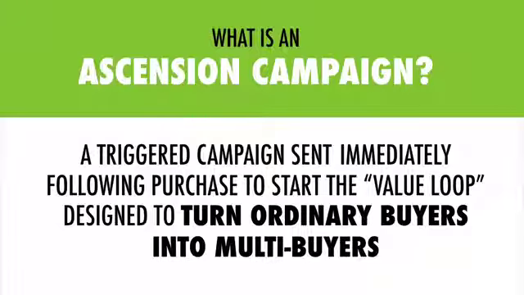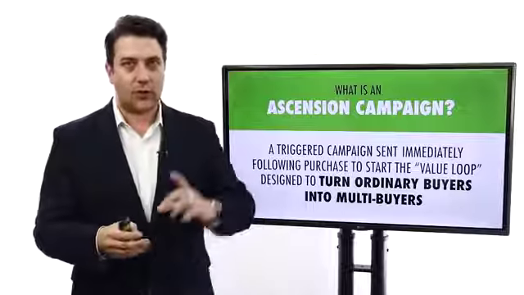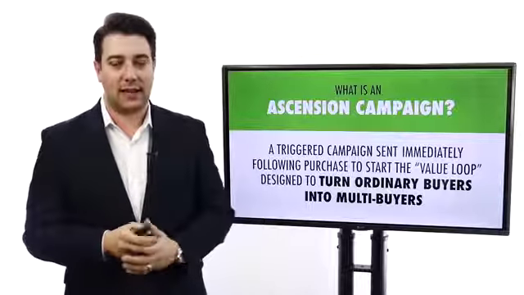The next campaign is the Ascension campaign. Now, an Ascension campaign is, again, a triggered campaign sent immediately following, usually, a purchase to start what we call the value loop. The value loop. So it's designed to turn ordinary buyers into multi-buyers. So if you're following through each of these segments, think of it like this.